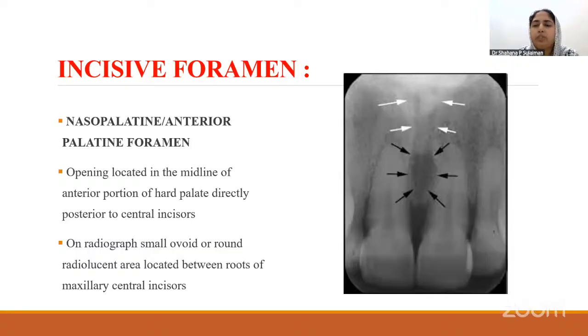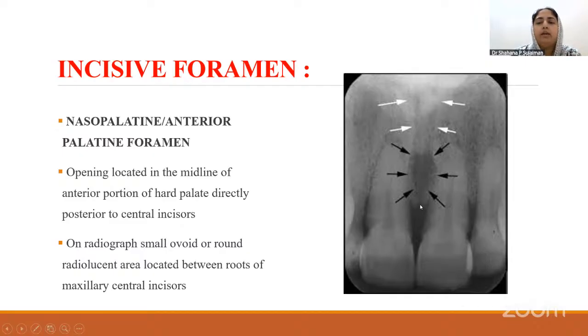The first landmark we should be aware of is the incisive foramen. You know the incisive foramen is the opening of the nasopalatine canal. As the name implies, the nasopalatine canal is a canal which connects the nasal cavity and the palate. The inferior opening of the nasopalatine canal is the incisive foramen. It is also known as the nasopalatine foramen or anterior palatine foramen, and it opens just behind the maxillary central incisor on the palate.